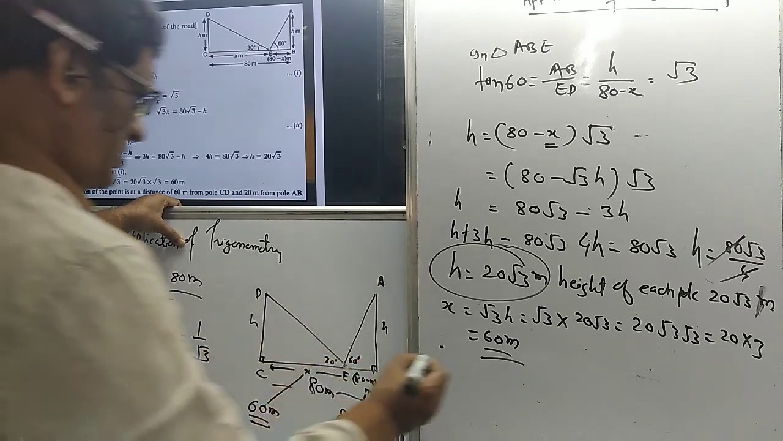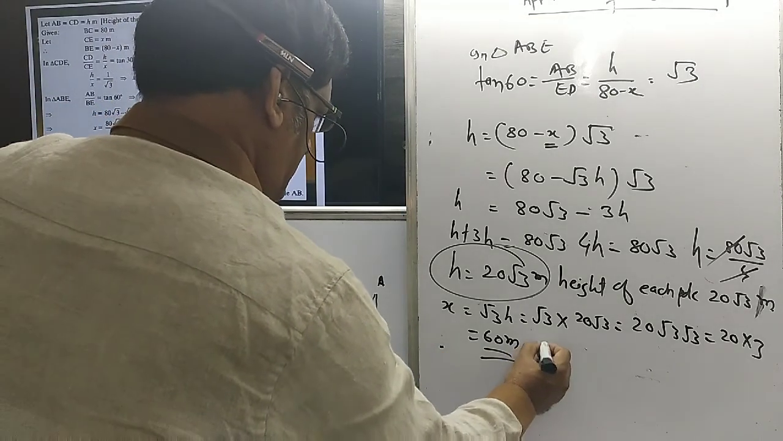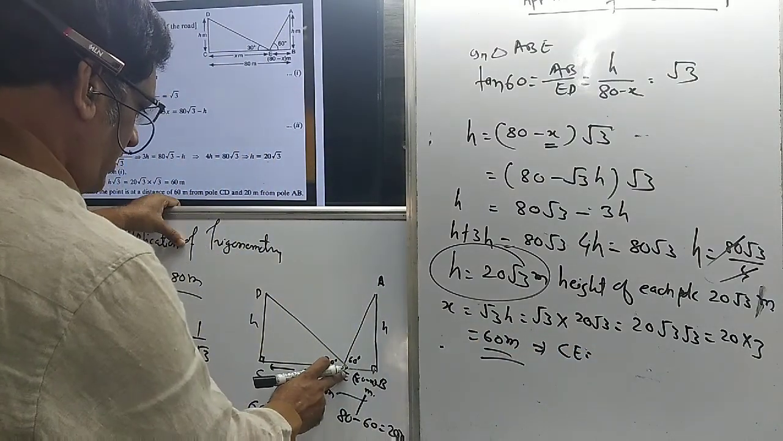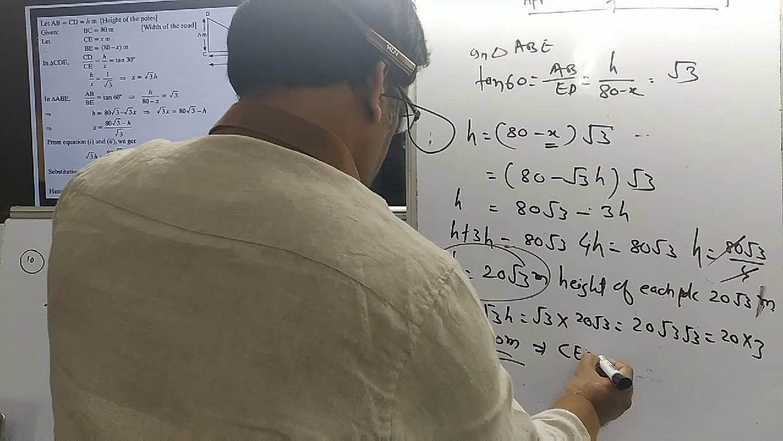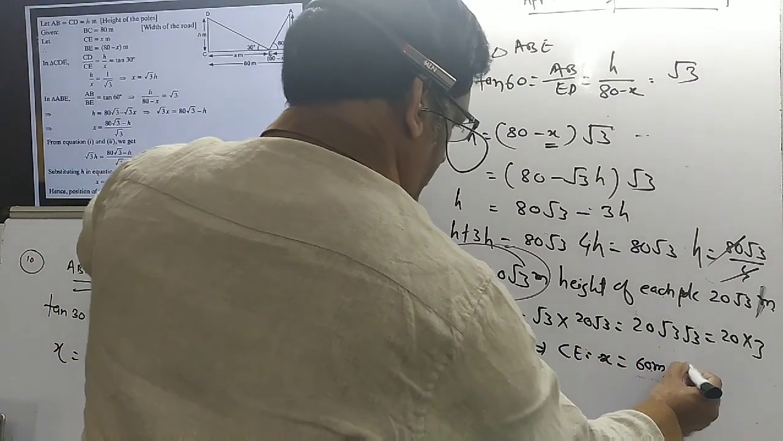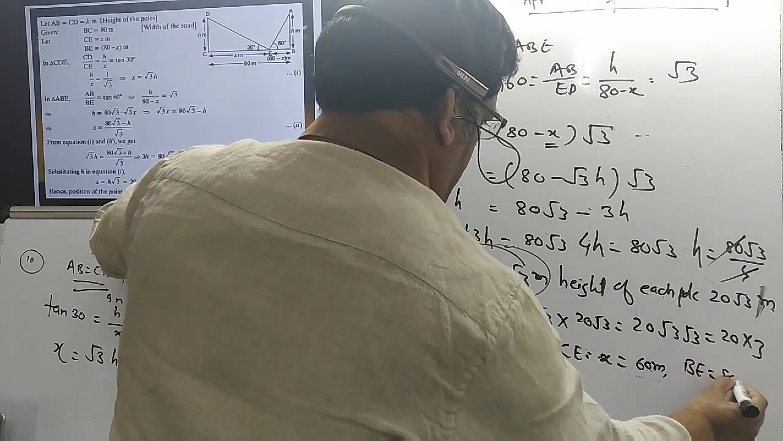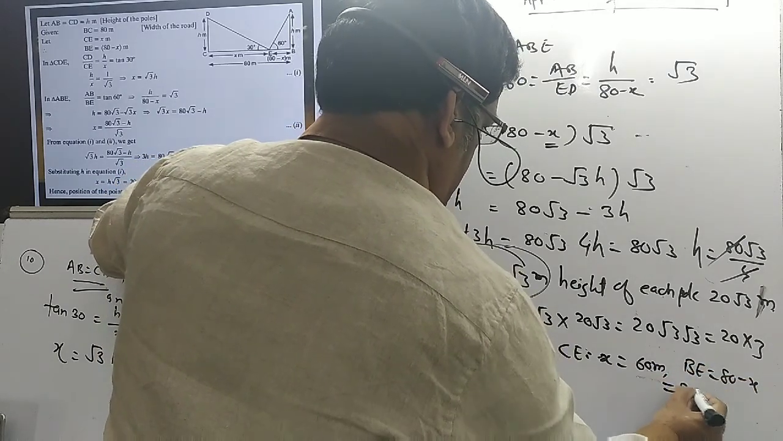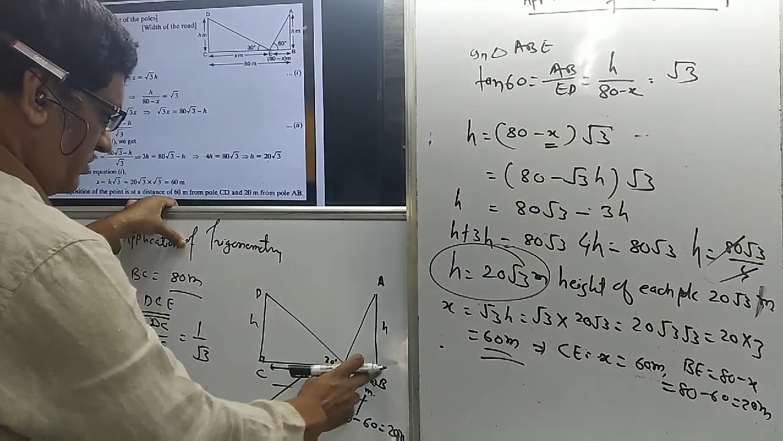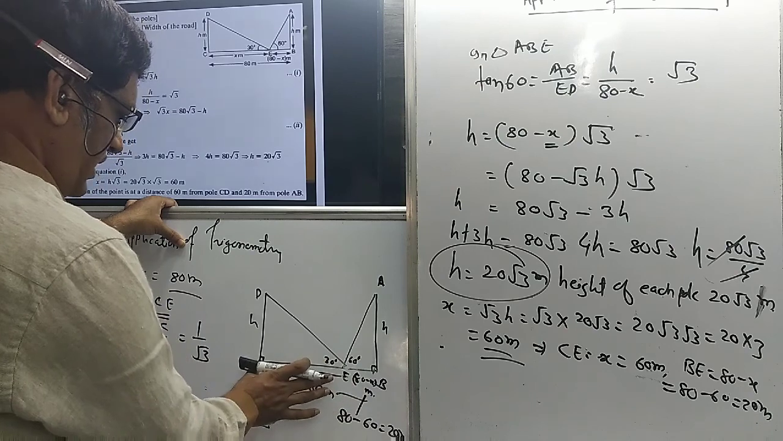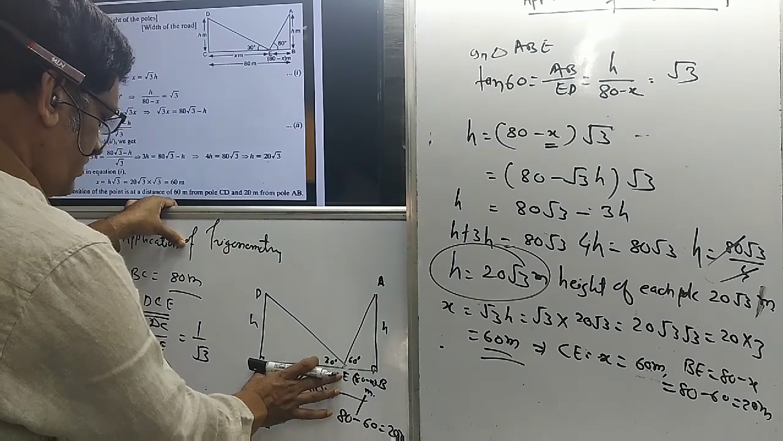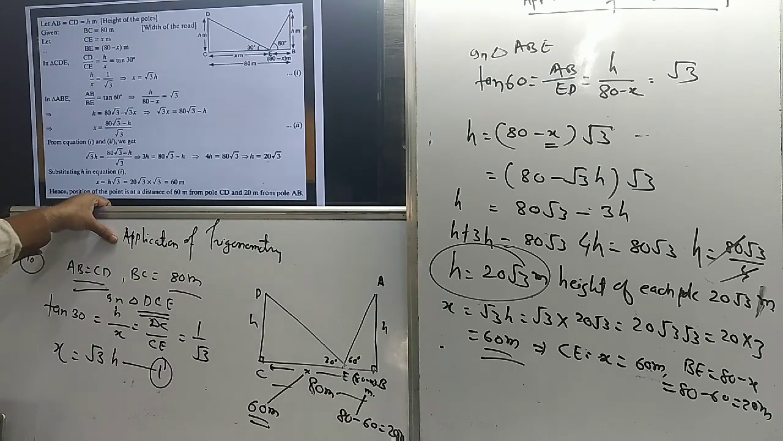So CE is the distance between this pole and the point of observation, that is equal to x, that is equal to 60 meter, and BE is equal to 80 minus x, that is 80 minus 60, that is equal to 20 meter. So this point is 20 meter from this pole, and 60 meter from the other pole. So these are the two answers.